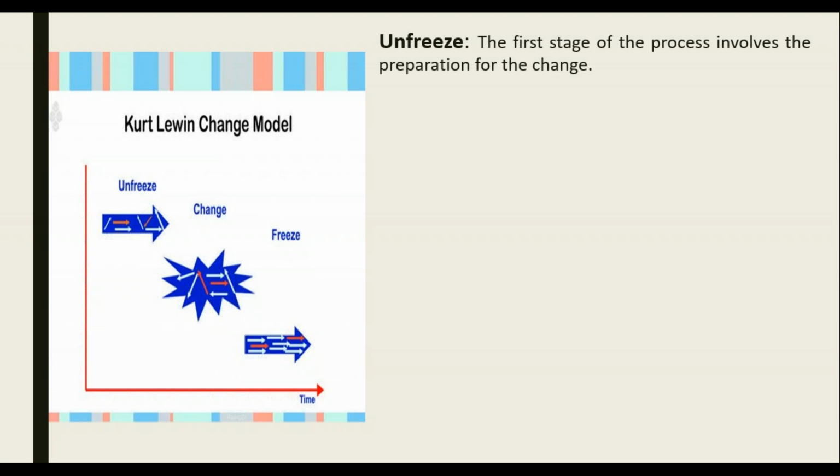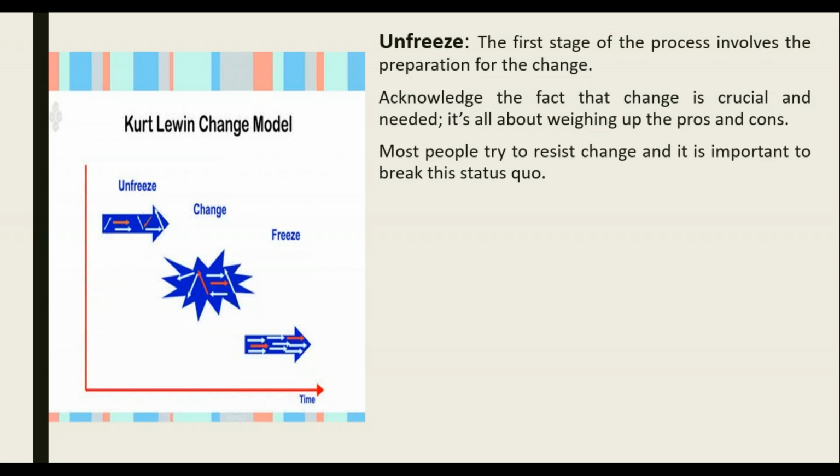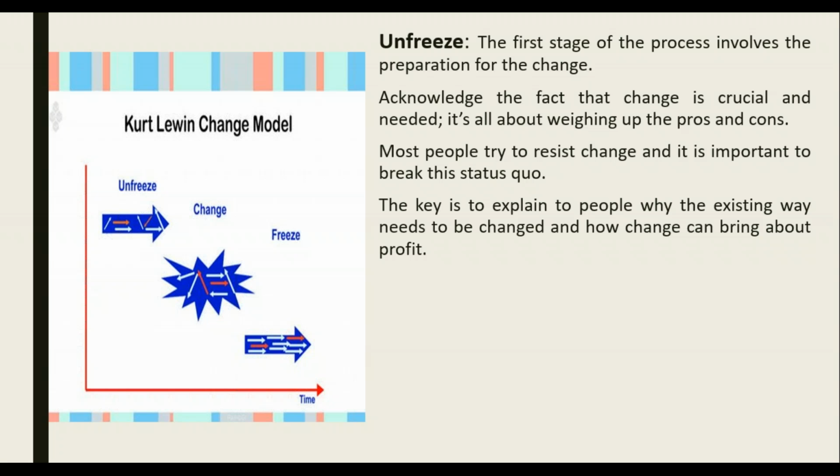So the first stage of the process of change, according to Lewin, actually involves the preparation for that change. This means the organisation must get prepared for the change, and in doing so, acknowledge the fact that change is crucial and it's needed. It's all about weighing up the pros and cons. This phase is important because most people try to resist change, and we have to break this status quo. The key here is to explain to people why the existing way needs to be changed and how change can bring about profit and benefit them.